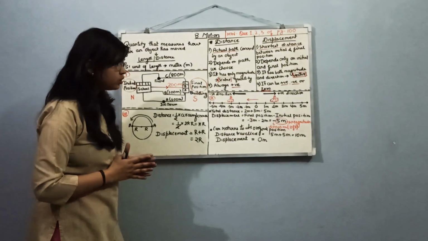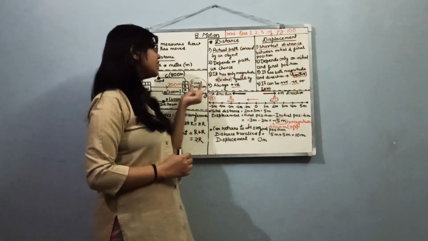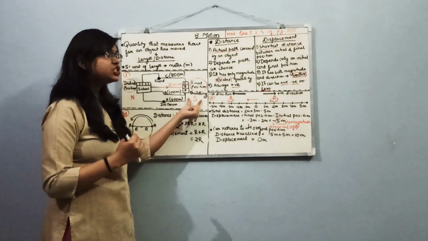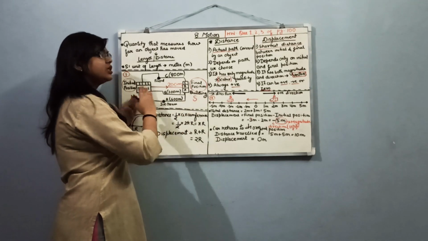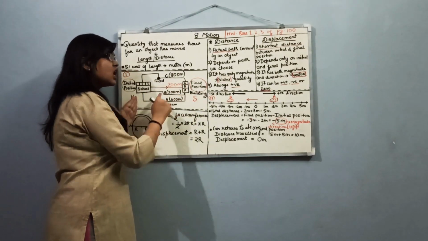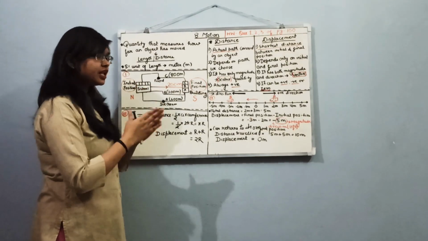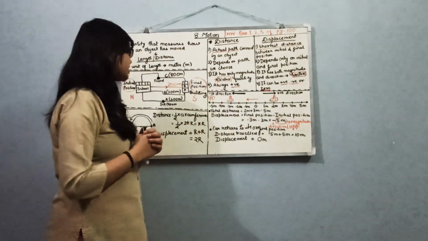So we can conclude that displacement is the shortest distance between the initial and the final position. It only depends on the initial and final position. It does not have any connection with the path chosen by the object. So here we are getting two points of difference between distance and displacement.